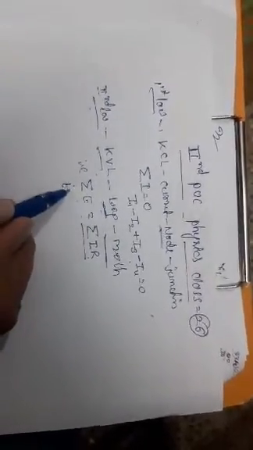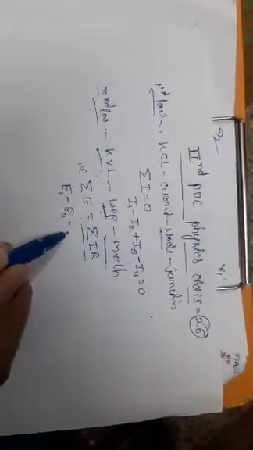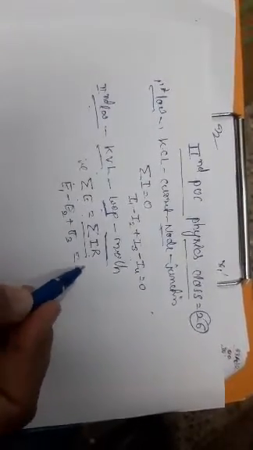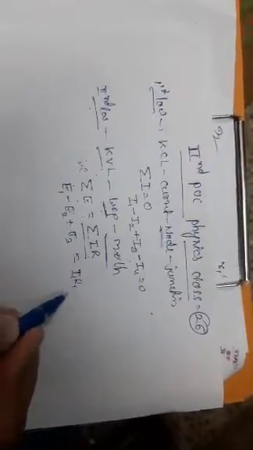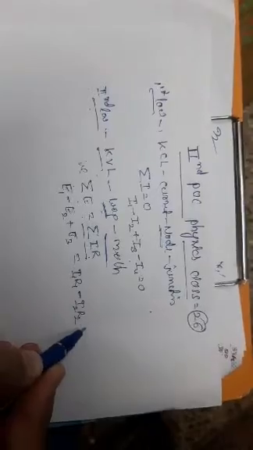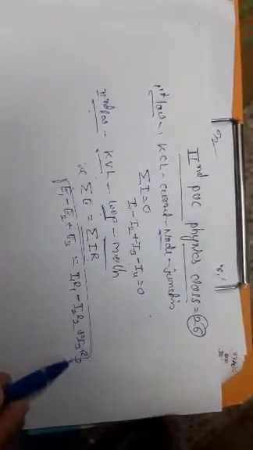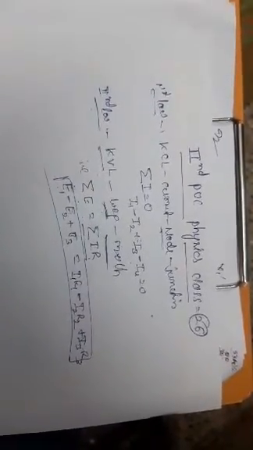Expand this equation. E1 is converging, minus E2 is diverging, plus E3 is converging. The product of current and resistance means I1 R1 is converging, I2 R2 is diverging, plus I3 R3 is converging. This is the expansion of Kirchhoff voltage law. These are Kirchhoff's first and second laws.